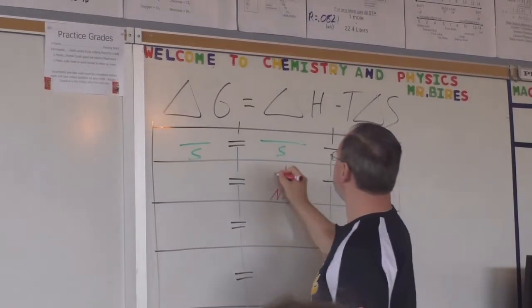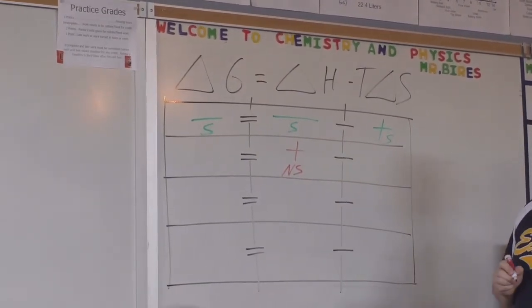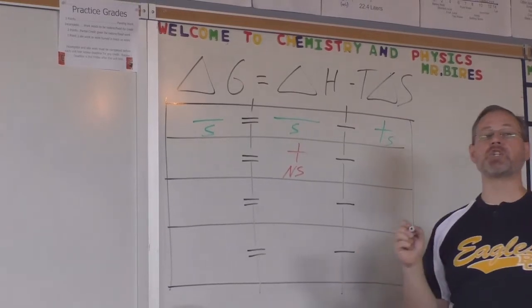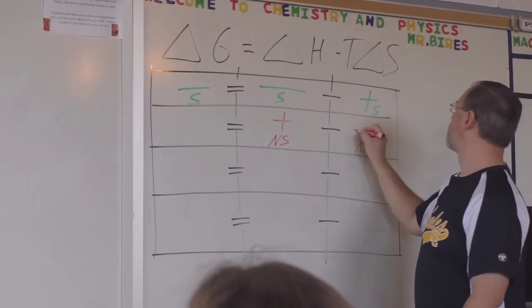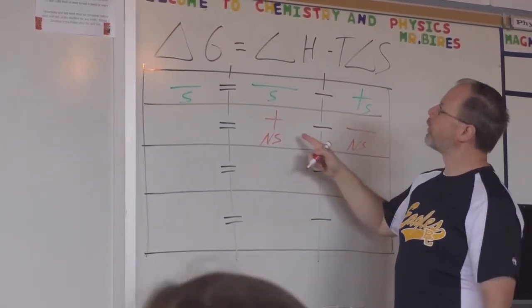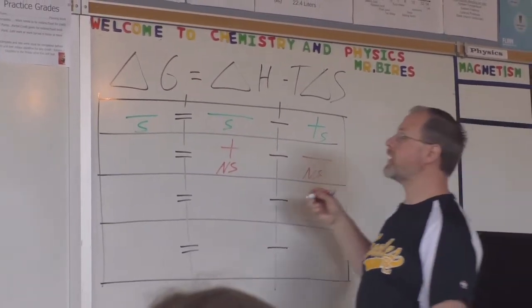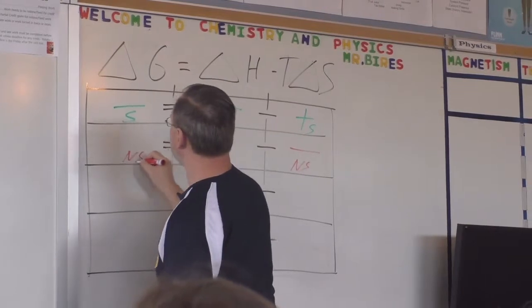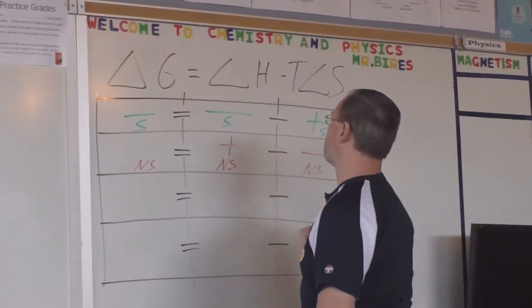Positive. The universe does not like systems that want to take in more energy and more heat. And what sign of entropy is non-spontaneous? Negative. The universe does not like systems that become more ordered. So if your enthalpy is non-spontaneous and your entropy is also non-spontaneous, then you have to realize your delta G is definitely going to be non-spontaneous.